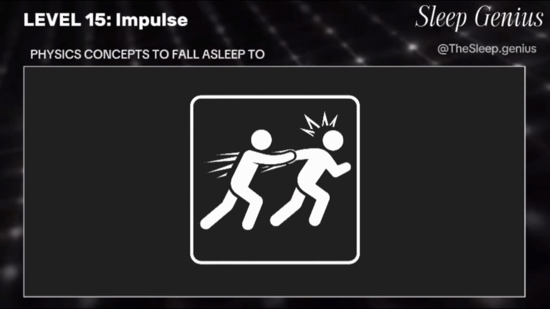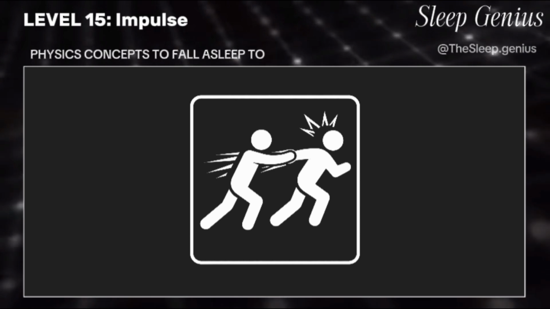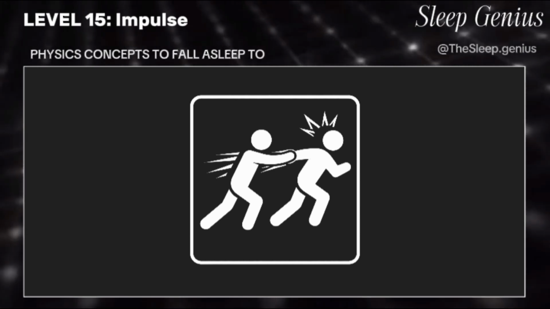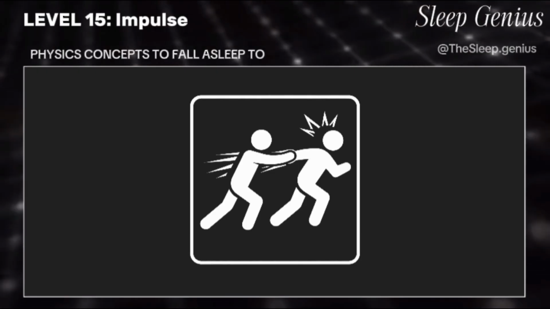Impulse is a concept in physics that describes the effect of a force acting on an object over a period of time. It measures how much a force changes an object's motion. Impulse is governed by the impulse-momentum theorem. It states that the impulse on an object equals the change in its momentum.